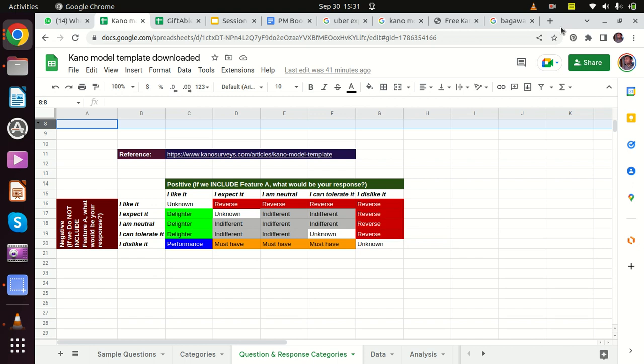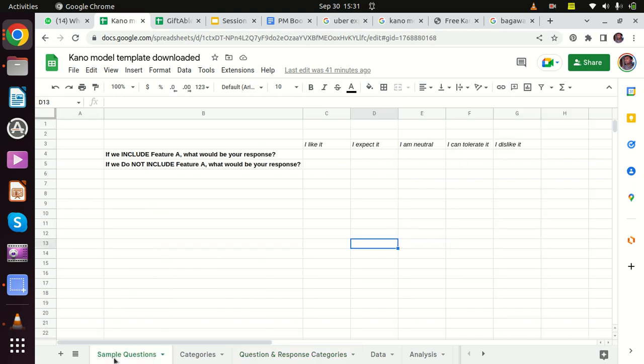As usual, I will give you a quick overview of the two types of questions that we would use for each feature: the functional and the dysfunctional. The functional is: if we include feature A, what would be your response? That is inclusion. And the dysfunctional is: if I do not include feature A, what would be your response? The choices could be: I like it, I expect it, I'm neutral, I can tolerate it, or I dislike it. Any one of these options the customer can choose.